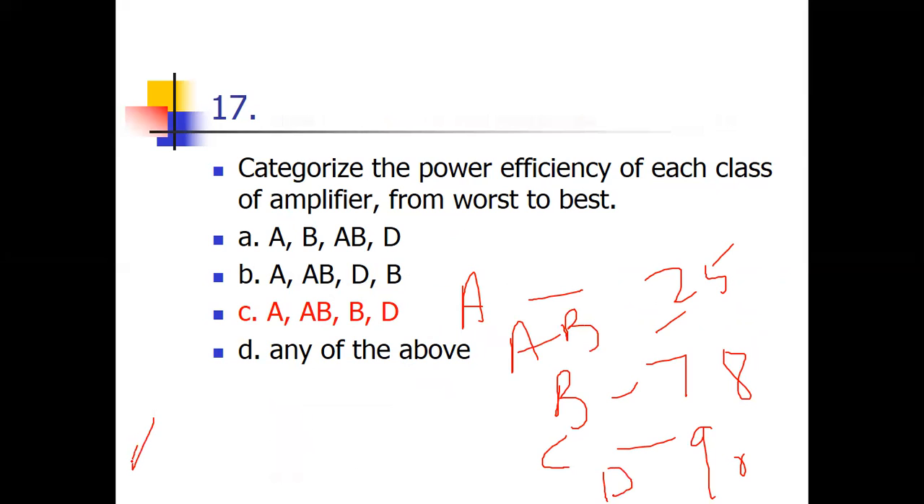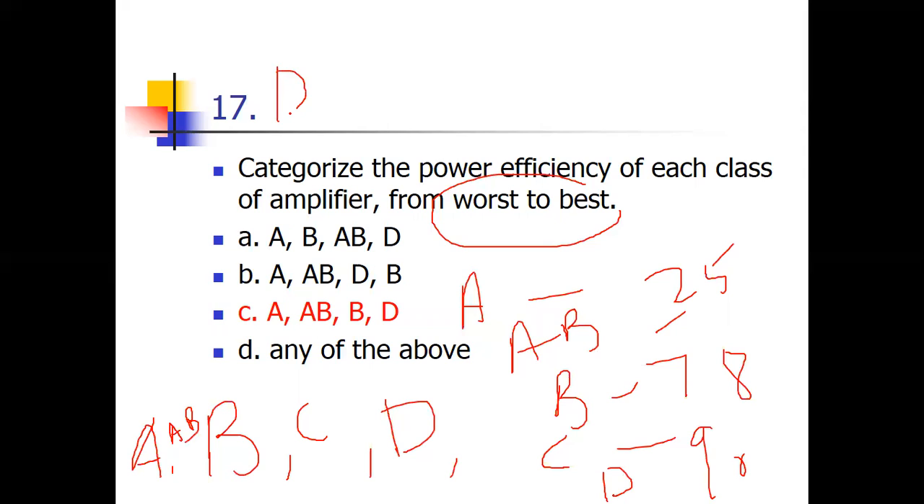So what is the sequence? A, B, C, D. If AB is here, then AB will be there. So A, AB, B, C, D. Okay, that is worst to best. Remember, if it is best to worst, then it will be opposite: D, C, then B, AB, A. So this sequence you have to remember.